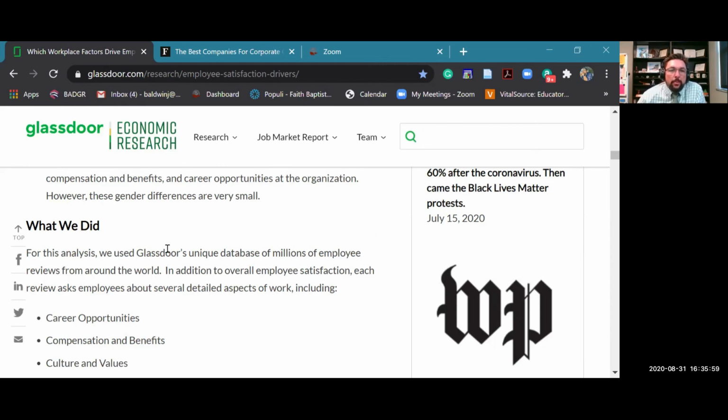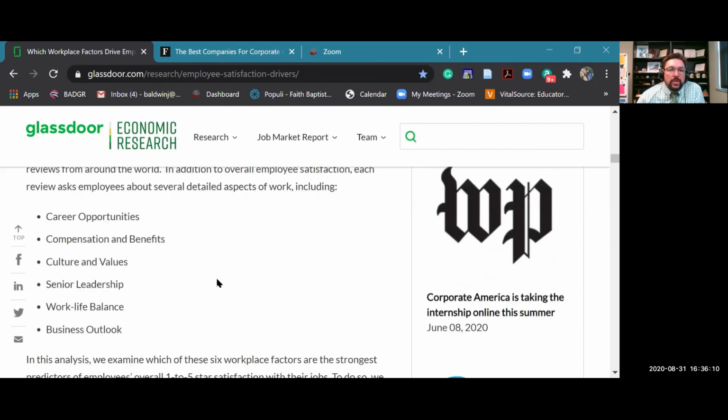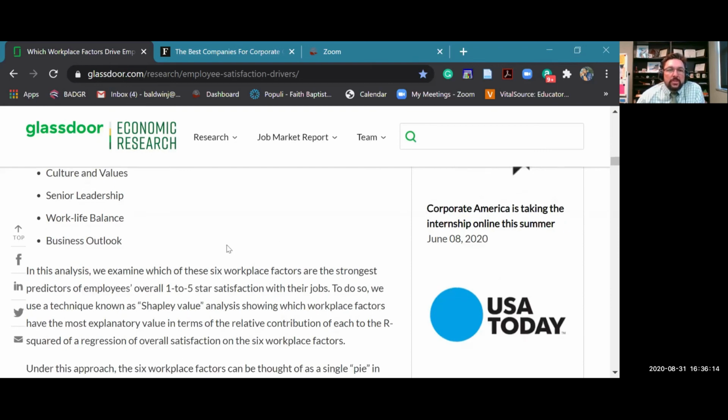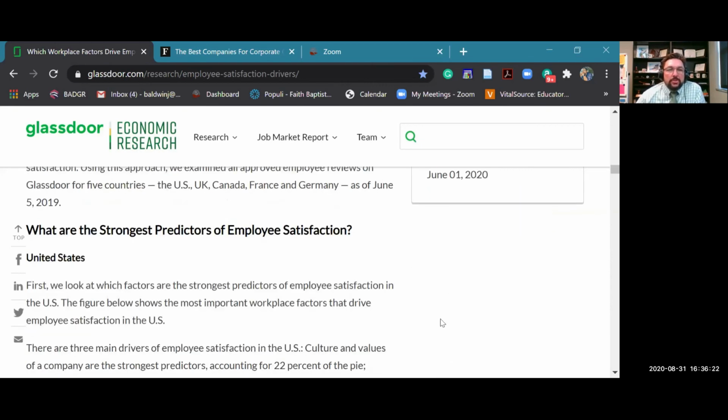So data is important. But basically, each review asks employees several detailed aspects of work: career opportunities, compensation, benefits, culture and values, senior leadership, work-life balance, and business outlook. In this analysis, we examine which of these 6 workplace factors are the strongest predictors. Okay, so they gave them all different ratings. And here you go. In the US, strongest predictors of employee satisfaction.